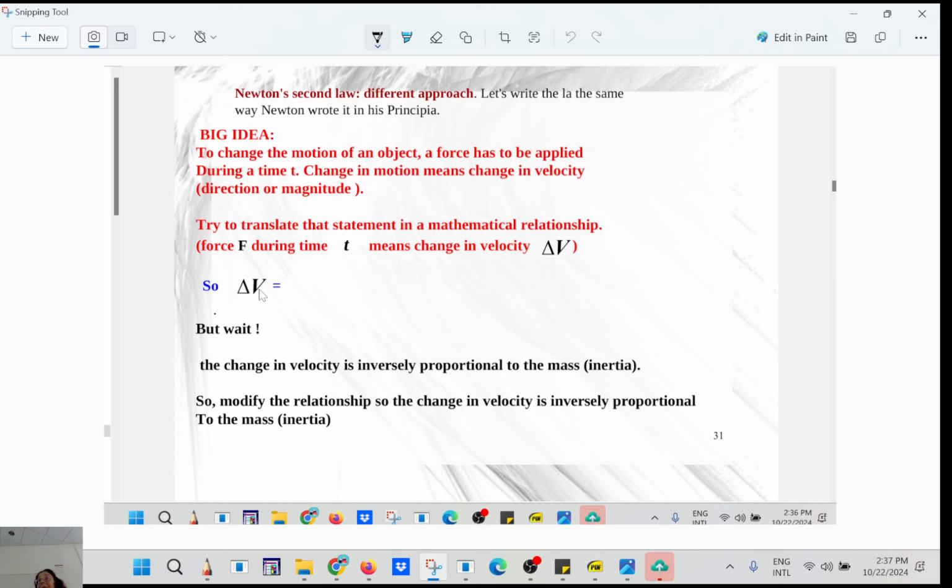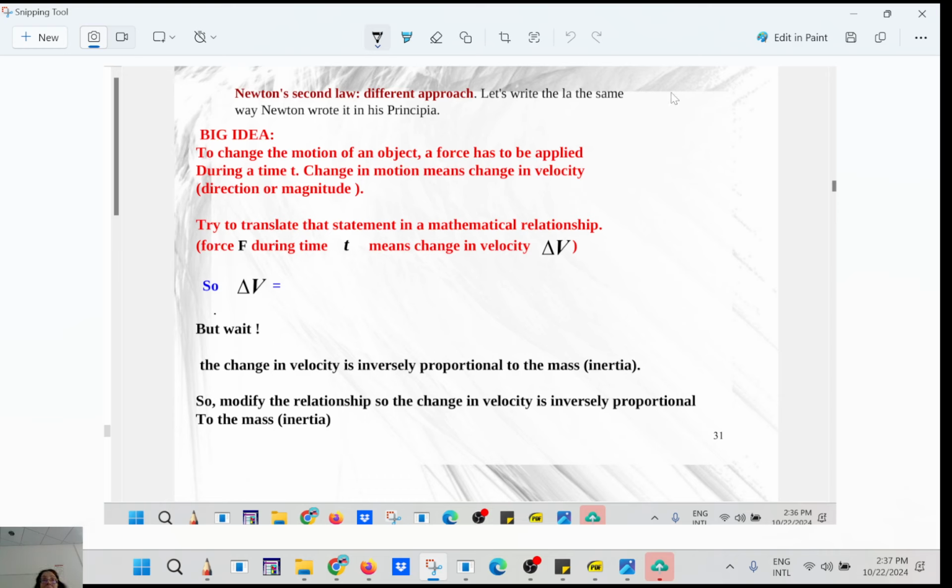There is no acceleration. So if you apply a force during a time t, the velocity will change, but it depends on the mass. And what does that mean? Velocity changes. It means you go faster, slower, or you make a turn. Because the velocity is a vector, so you can change the direction.